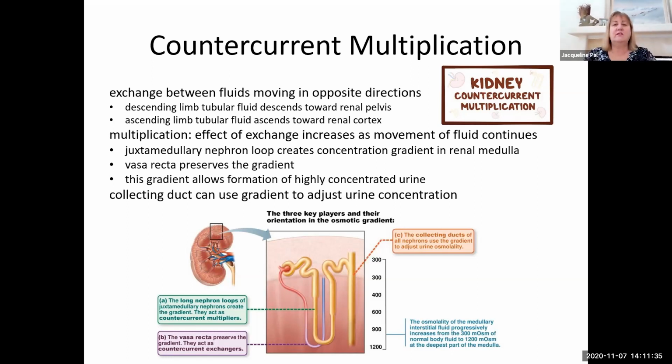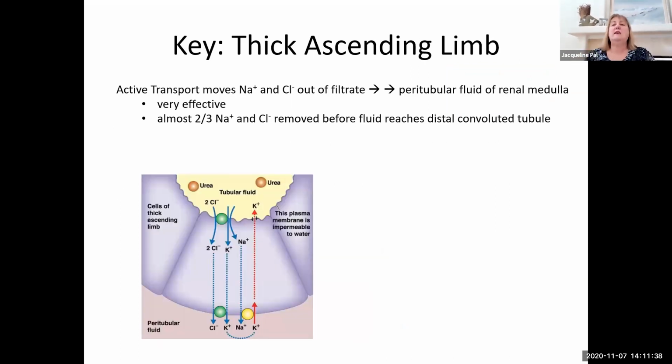So let's look at this in more detail. In order to understand this, the key is don't start where it's descending, but start with the last part of the ascending limb, that thick ascending limb, where we have those cuboidal cells. In the thick ascending limb, we have a lot of active transport going on. We are using energy to move sodium out of the filtrate and into the cells, as well as chloride. And then once they're in the cells, we use active transport one more time to secrete them out the basal portion of those tubular cells. So now they're in the peritubular fluid and in the renal medulla.